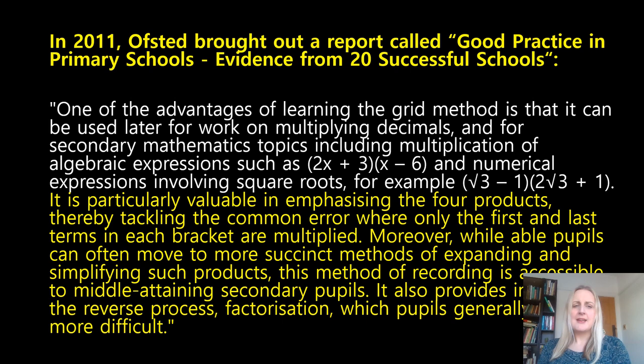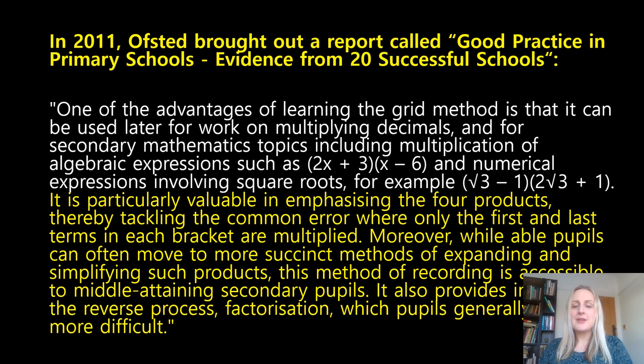And they said it's really good because it emphasizes those four products, and it kind of stops these common mistakes happening. So for example, if you look at the binomials there, 2x plus 3 multiplied by x minus 6, then we don't want anyone doing the 2x times the 3. But by laying it out in a grid, it's really clear what should be multiplied by what.